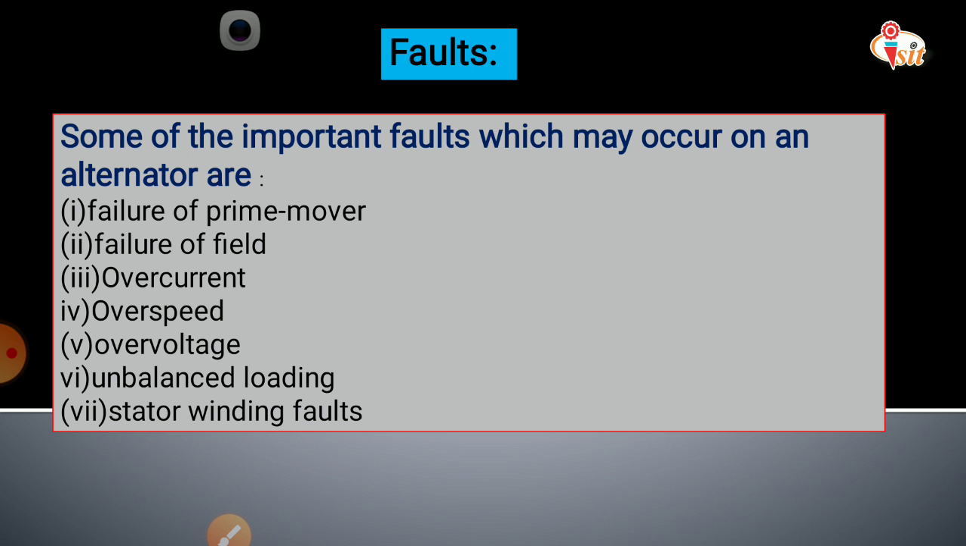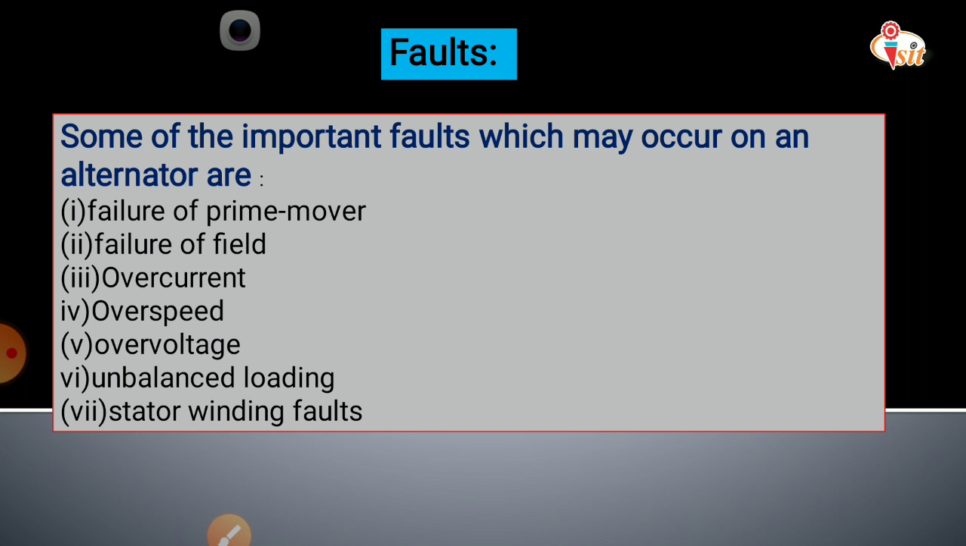So first is the failure of prime mover. When the input to the prime mover fails, the alternator runs as a synchronous motor and draws some current from the supply system, and this motoring condition is known as the inverted running. So first fault is the failure of prime mover. When the prime mover fails, that condition is known as the inverted running condition. So failure of prime mover is a major reason for the faults on the alternator.